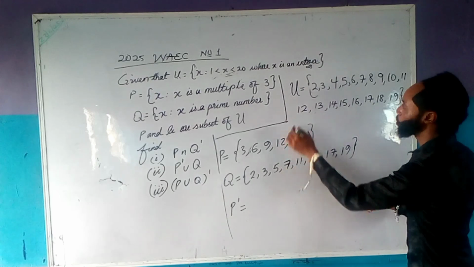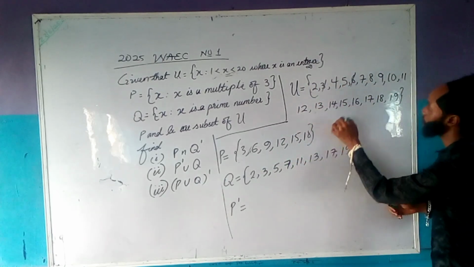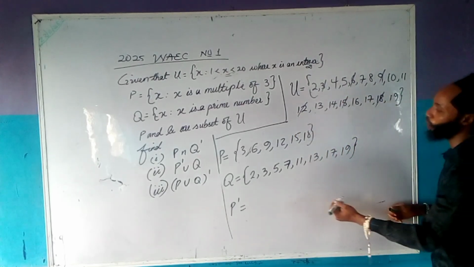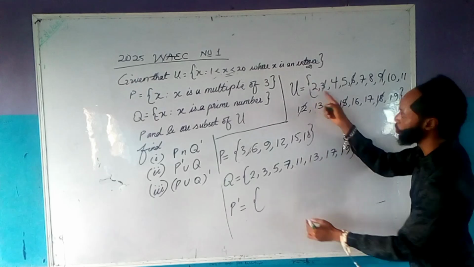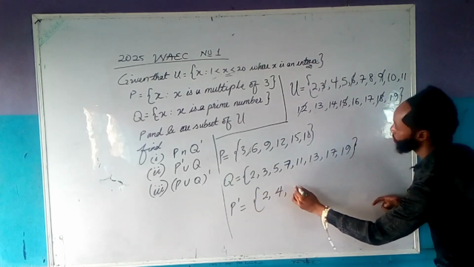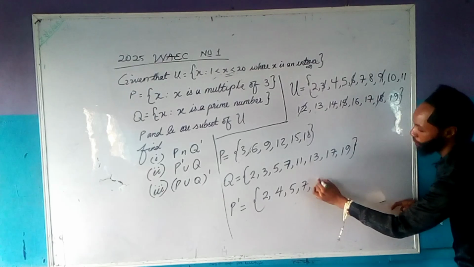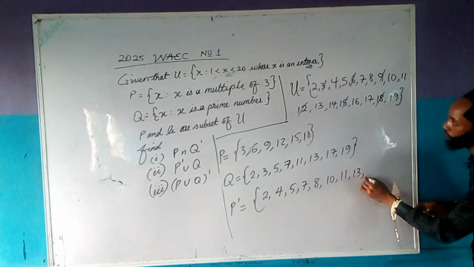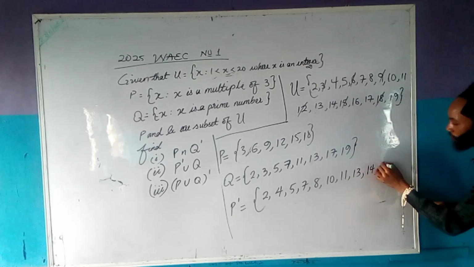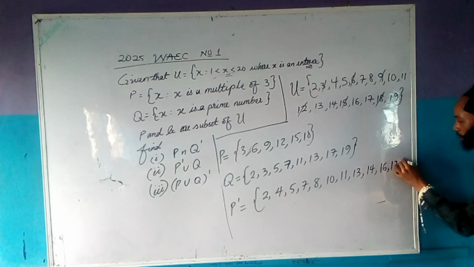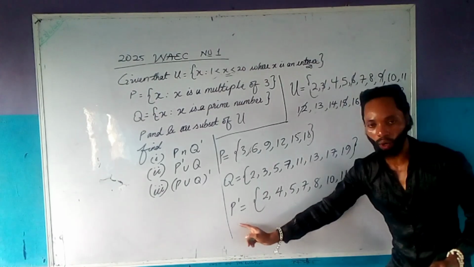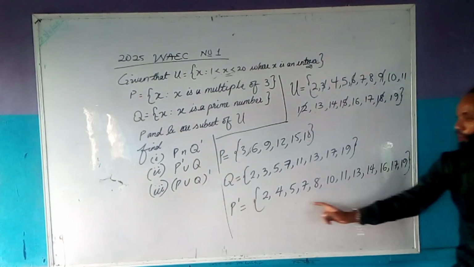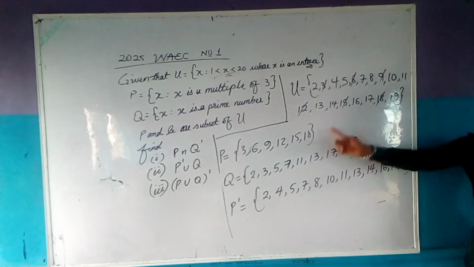So we are going to cancel 3, 6, 9, 12, 15, and 18. Whatever we have left is our complement. We have 2, 4, 5, 7, 8, 10, 11, 13, 14, 16, 17, and 19. This is our P complement. I'm going to clean the Q out. So we have these two.